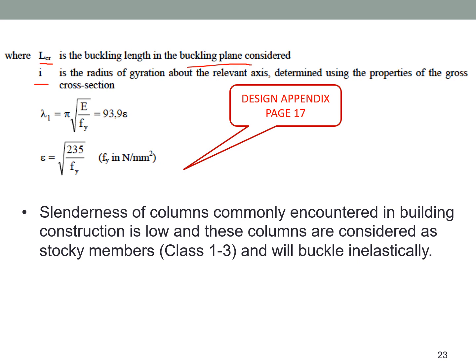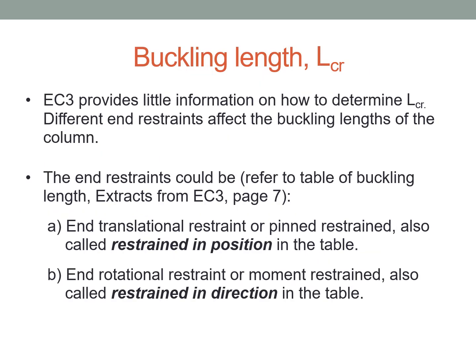You can calculate your lambda 1 using this formula, pi times the square root of E divided by Fy. E is the elasticity modulus of the steel. Or you can use this equation, which is 93.9 epsilon. So you can use either one. And for LCR, we take the value depending on the support of the column. So the buckling length LCR is taken based on the previous solution.